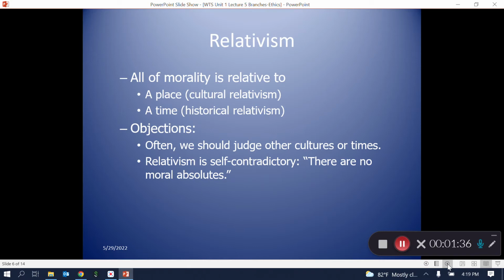So, the relativist says, morality is relative, either to a place, we call this cultural relativism, or to a time, historical relativism. Objections include that we can't help but make judgments about other cultures or times. What Hitler did in Germany was wrong, even if it wasn't our culture. Slavery in America was wrong. Also, relativism ends up being self-contradictory because it states absolutely that there are no moral absolutes.